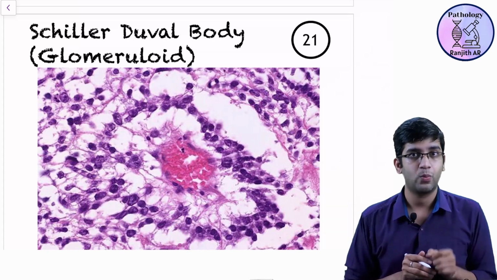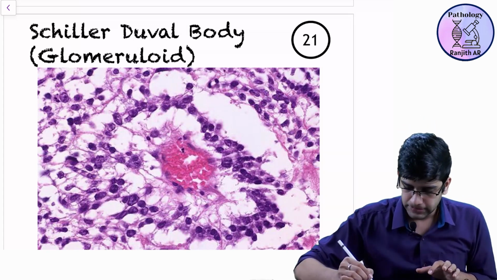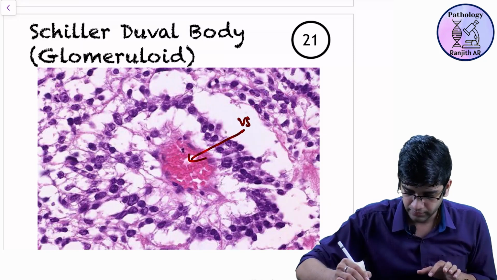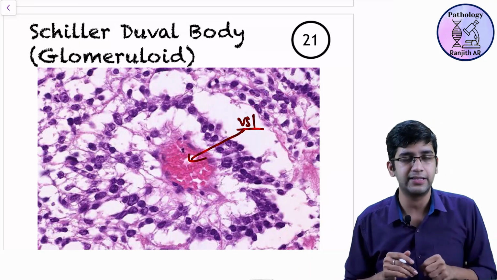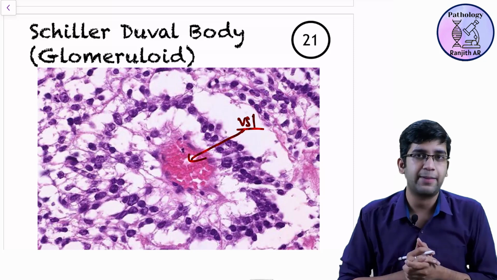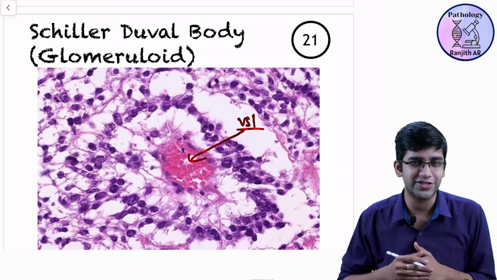Glomeruloid bodies. Why I'm calling it glomeruloid is, this is actually a vessel. I'm writing VSL for vessel. You can see the RBCs in the center. Surrounding that, it has capillaries. Surrounding that, it has tumor cells.